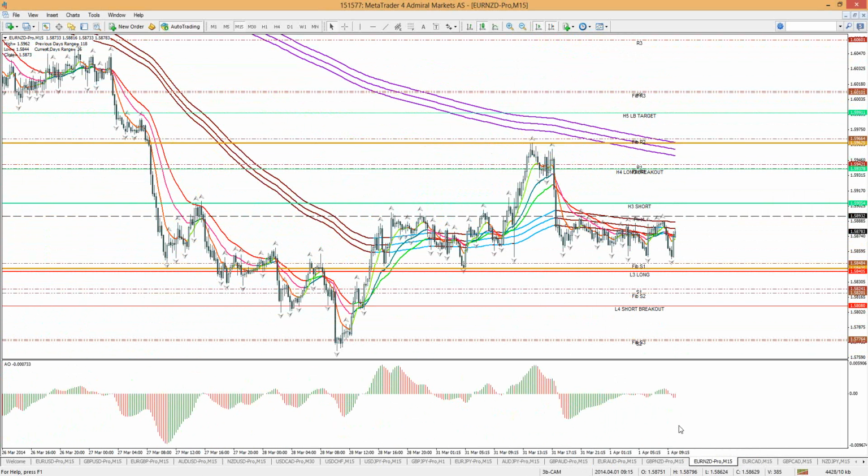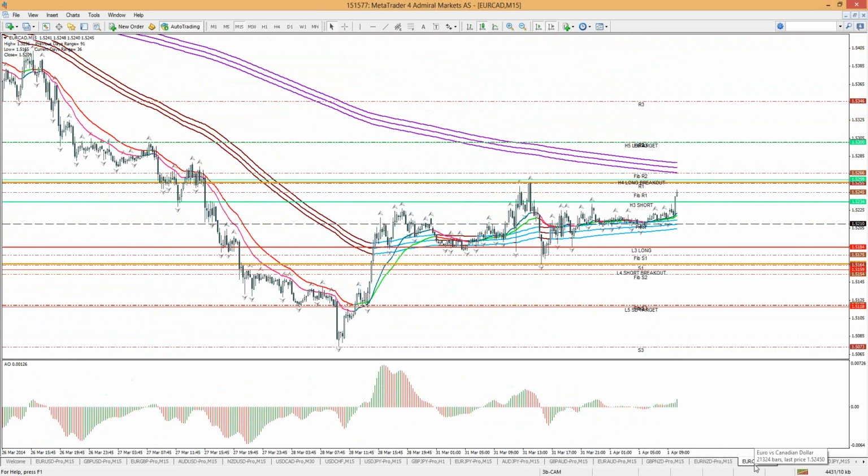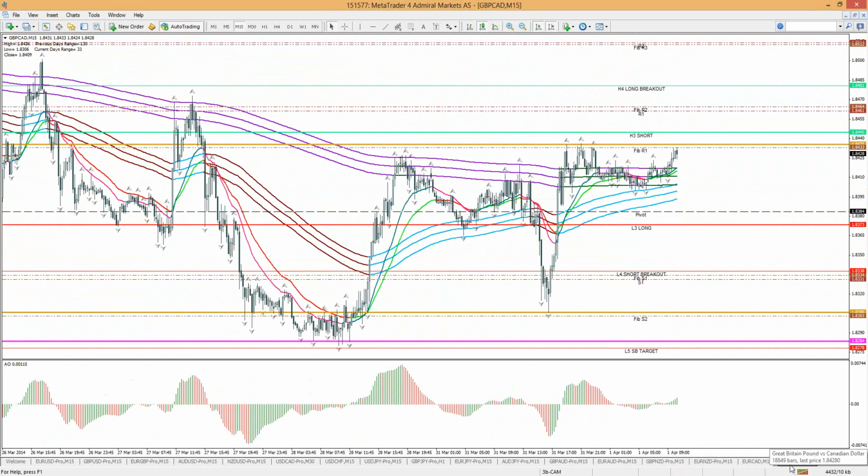Euro New Zealand is close to yesterday's low. Pound New Zealand too. All right, that's about it. Nothing at the moment breaking.